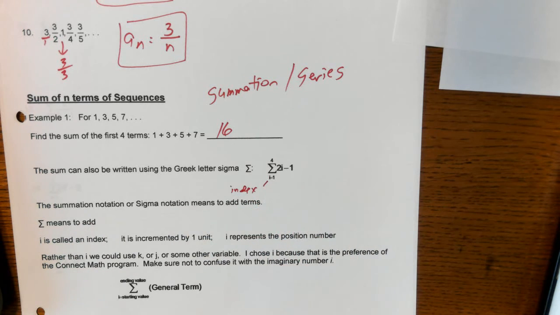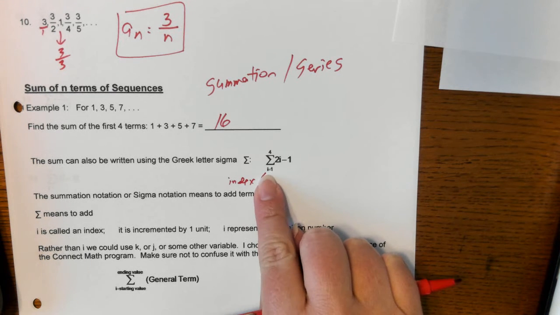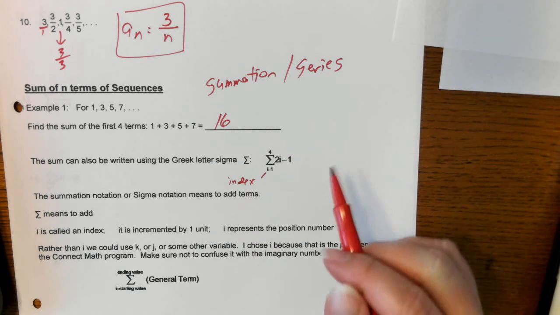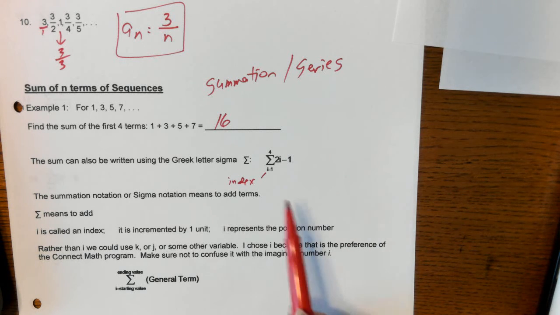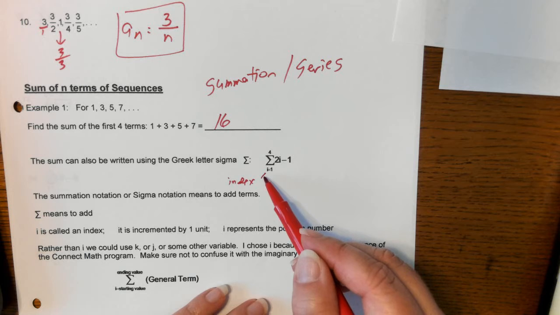Okay? You can pick whatever variable you want to be your index. I used I right here. Sometimes people use N or K or P. X is a common one. In fact, in a minute on the calculator, I'll show you how to do it, and we'll use X, okay? But you can pick whatever variable you want for your index number.